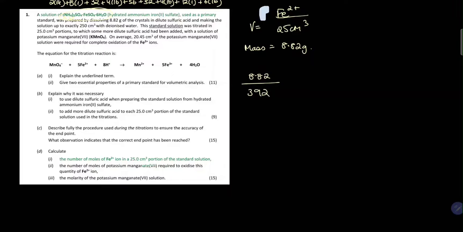So the mass over the relative molecular mass is going to give you the number of moles, or the molarity, let's say. So we work that out and we're going to get 0.0225 moles. Now, is it in a litre? Or how much did we make that up to? We made it up to 250 centimeters cubed. So that is the number of moles in 250 centimeters cubed. Okay, not in a litre.